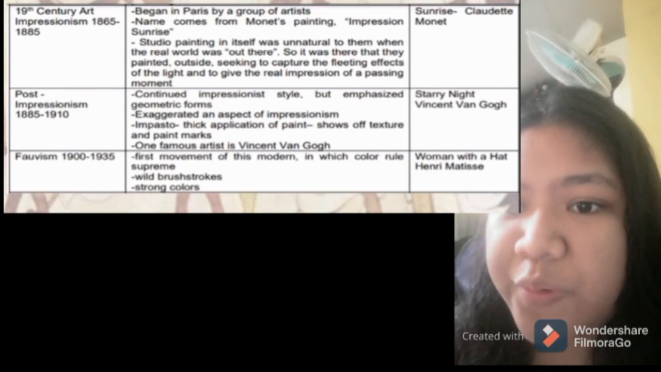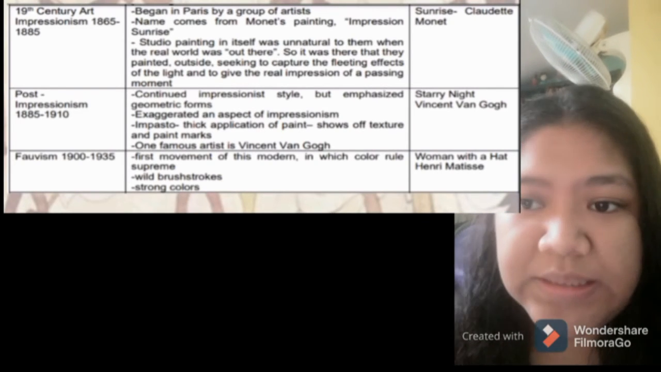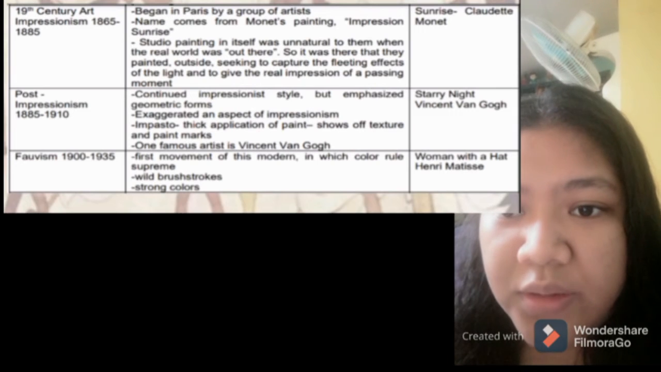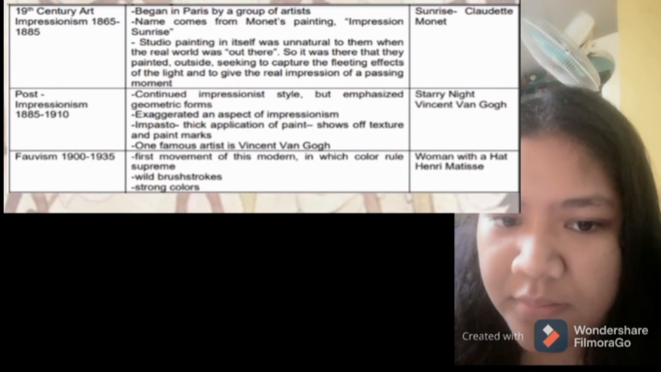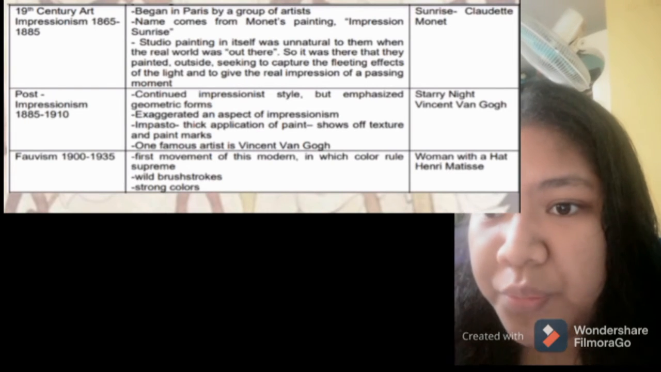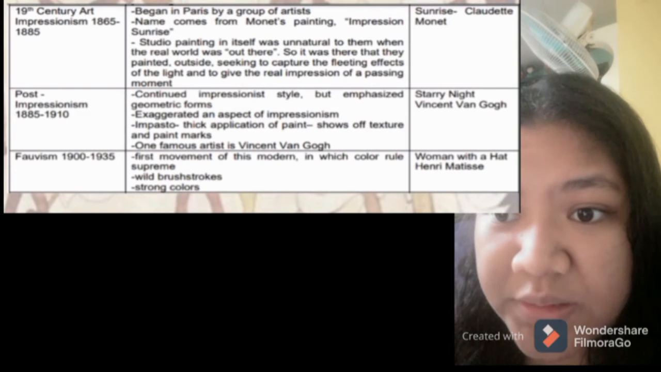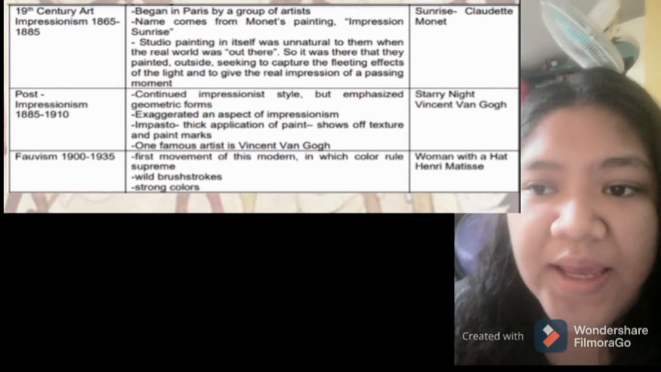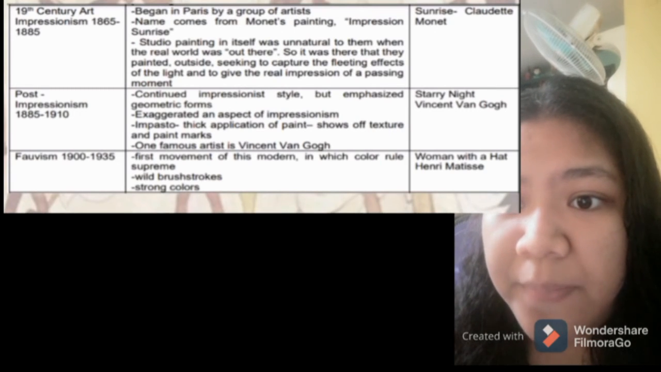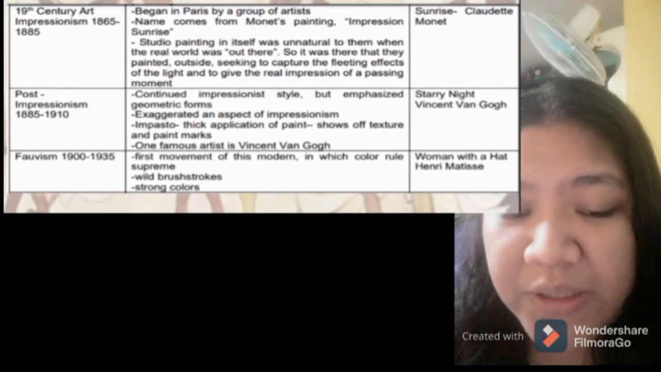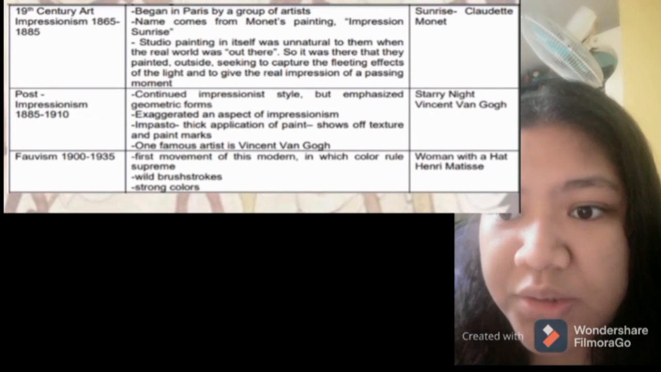So, next period naman po tayo, Post-Impressionism, 1885 to 1910. It continued the Impressionist style but emphasized geometric forms, exaggerated an aspect of Impressionism, impasto, thick application of paint, showing textures and paint marks.